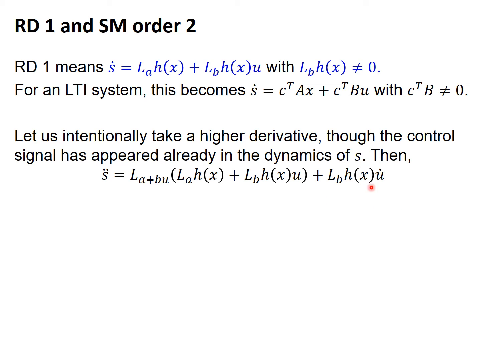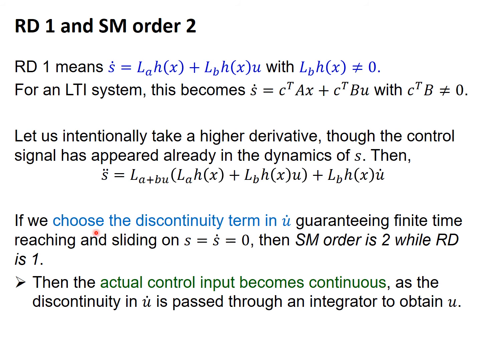In u dot, because u dot is not present in S dot. U dot appeared in S double dot. So u dot must contain the switching signal. You see, we choose the discontinuity term in u dot, and we have to choose such a discontinuity term which will guarantee finite time reaching and sliding on S equals to S dot equals to 0. Then the sliding mode order will become 2, while the relative degree will remain as 1.